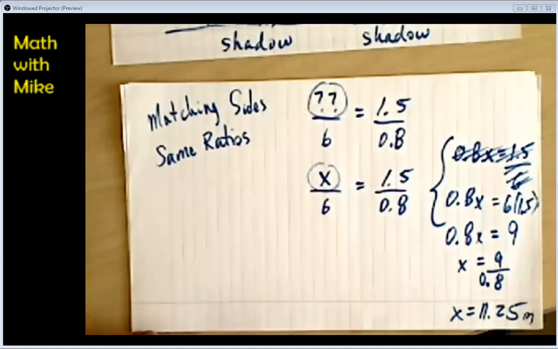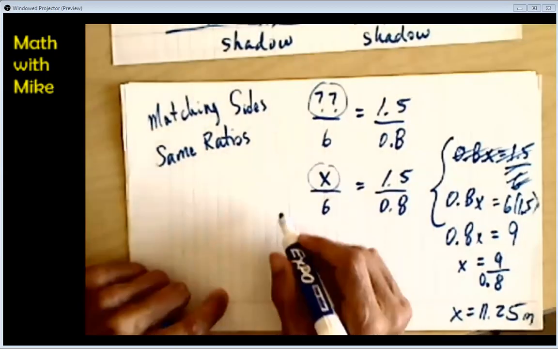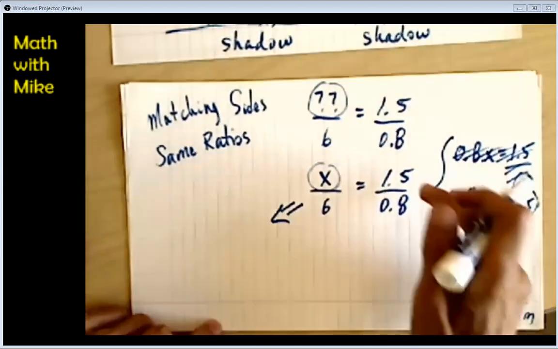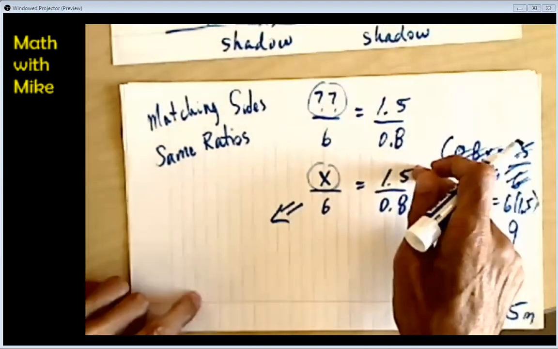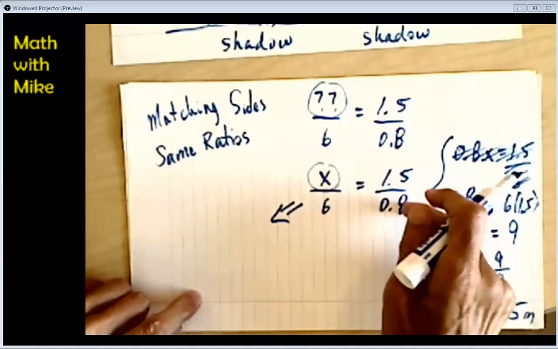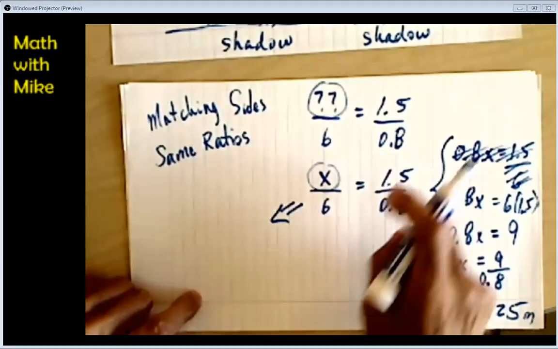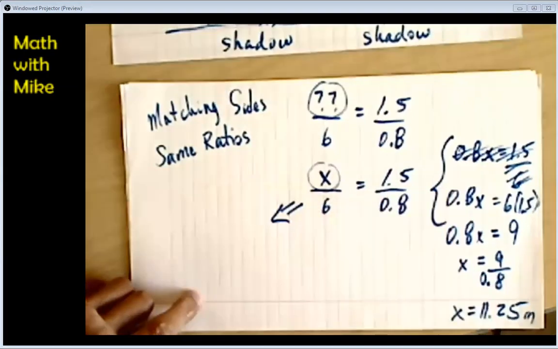Okay, now I think there is a slightly easier way to do it. So I'll do it over here. Because you have calculators and such, you can just do this right-hand side right away. What's 1.5 divided by 0.8 just by looking at it there?